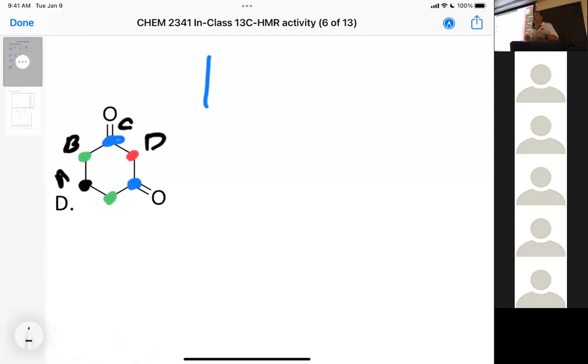Which peak is going to be furthest downfield? C, correct. It's going to be right at 200, and that's C right there because of the carbonyls. Then which one's going to be next? A? Wouldn't it be D because it's in between the 2 carbonyls? It's D because it's not a carbonyl, it just has the influence of the 2 carbonyls. It'll probably be way down here at around 50.